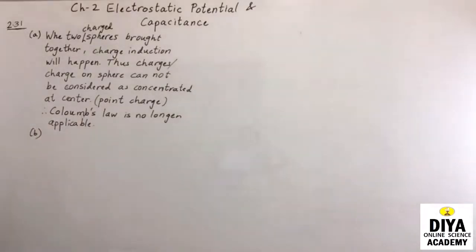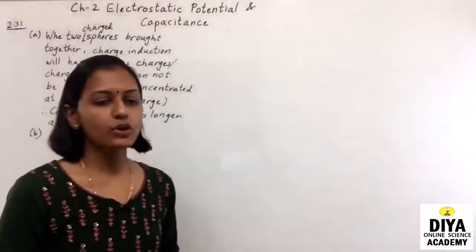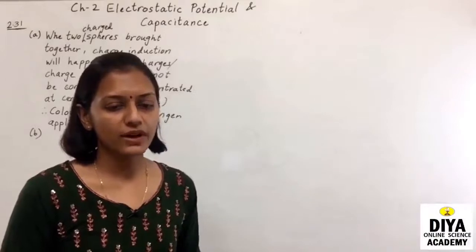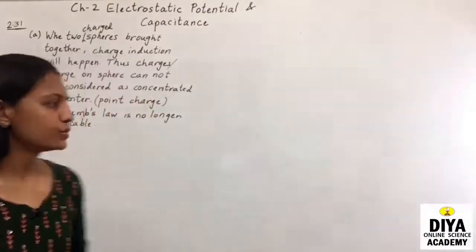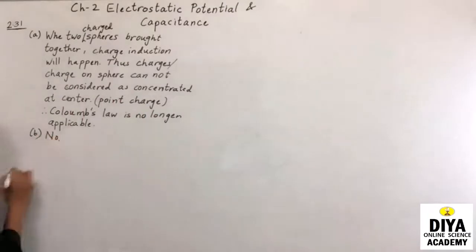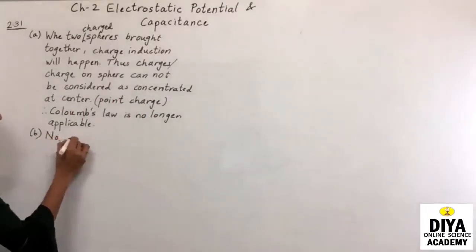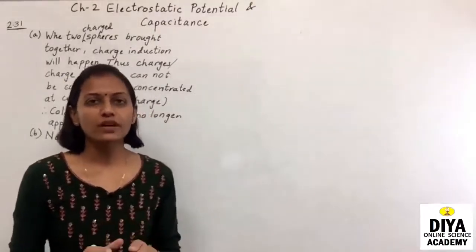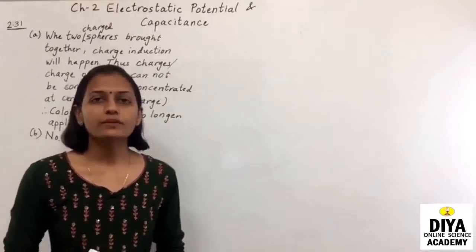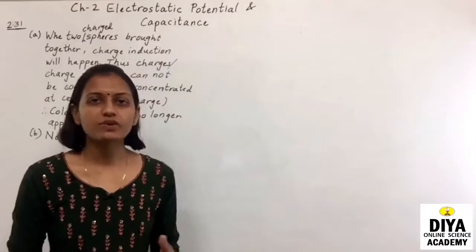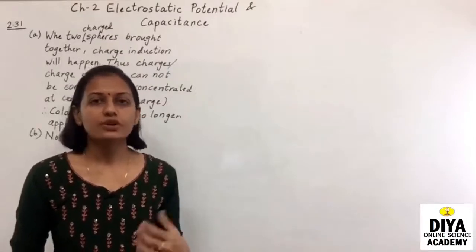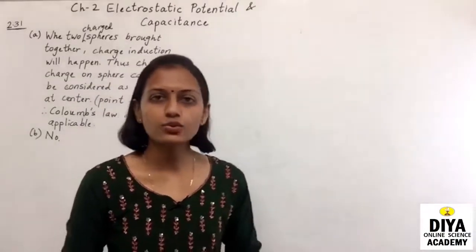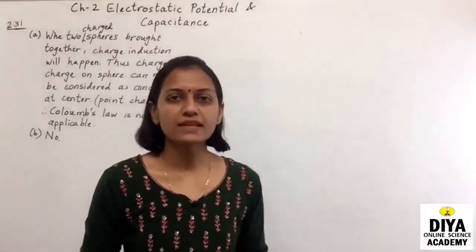Second one: if Coulomb's law involved 1 upon r cube instead of 1 upon r square, would Gauss's law be true? Then the answer will be no. For Coulomb's law, the experiment was made in such a manner that the law has 1 upon r square, and Gauss's law was derived taking that as the basis. So if it is 1 upon r cube, then Gauss's law would not be true as it is now. So for B the answer will be no.